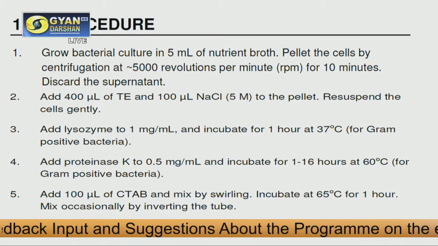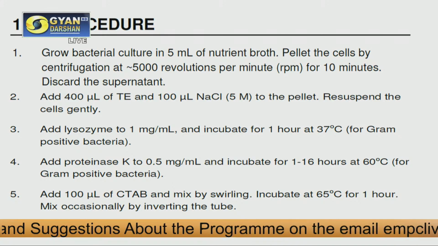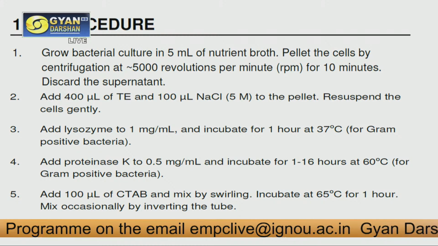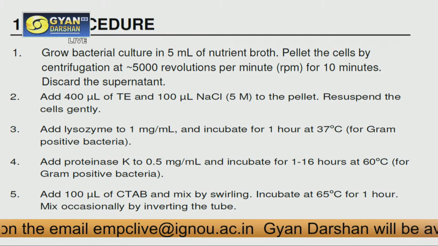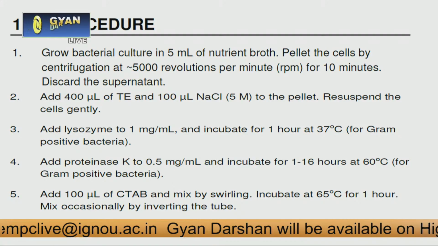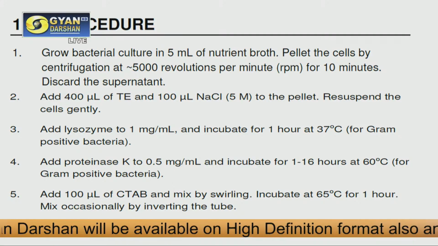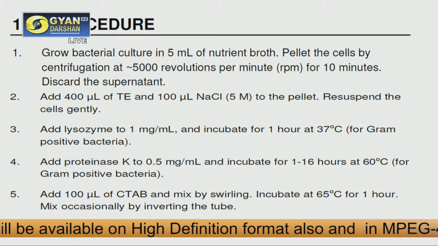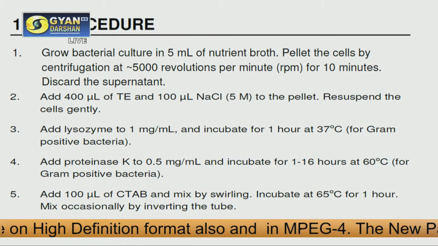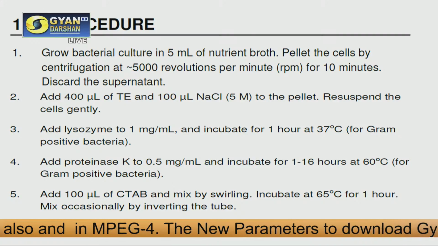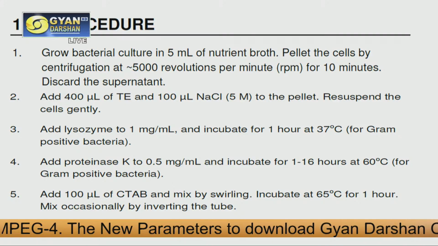Next, what you do, 400 microliter of TE, that is Tris EDTA pH 8, and 100 microliter NaCl, that is 5 molar NaCl stock, you add to the pellet, and resuspend the cells gently. So you have to tap the cells and dissolve the cells within this buffer. Then you add the lysozyme. What is lysozyme? It is an enzyme. What is the function of the lysozyme?